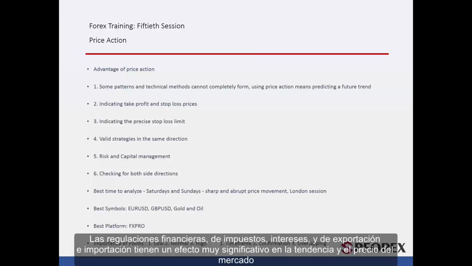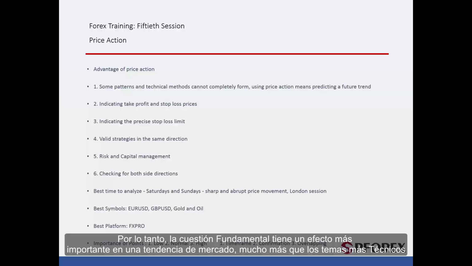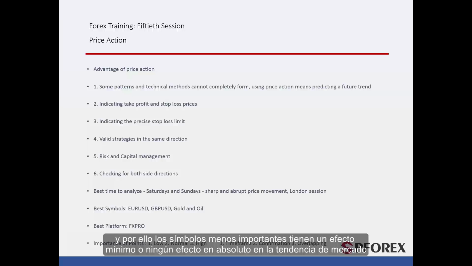Financial, tax, interest, importing and exporting regulations have a significant effect on a market trend and price. Thus, a fundamental issue has a considerable effect on a market trend, rather than technical subjects, so less important symbols have tiny or no effect on the trend.